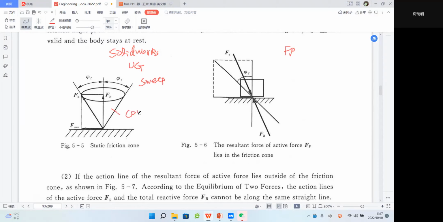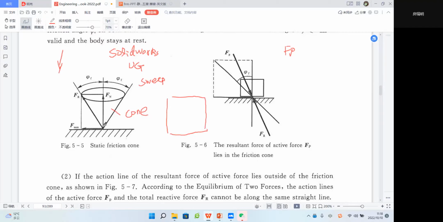Why? Can you guys understand? This direction of friction is actually because of the active force. So if you look from this direction at this plane, maybe I can draw your view like this.